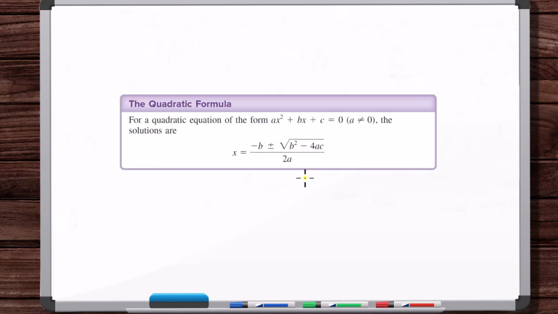Let's derive the quadratic formula. So here's the quadratic formula. It's just a formula that you can use to solve any quadratic equation. So once you have a quadratic equation, you can just take this formula and plug values directly in and get the solutions to the quadratic equation.